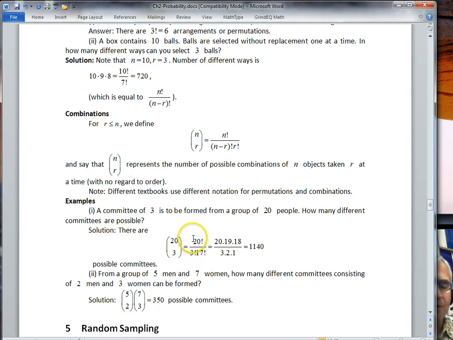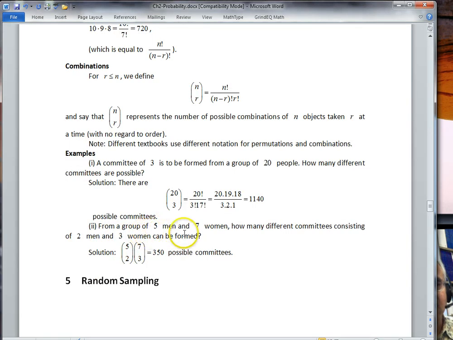We can use your calculators for factorials, or you can simplify as I did here and compute. It's up to you. But you can see here 20 factorial is 20 times 19 times 18, and then 17 all the way to 1 gives me 17 factorial, which cancels with this 17 factorial. And the 3 factorial is 3 times 2 times 1. Simplify, I get 1140.